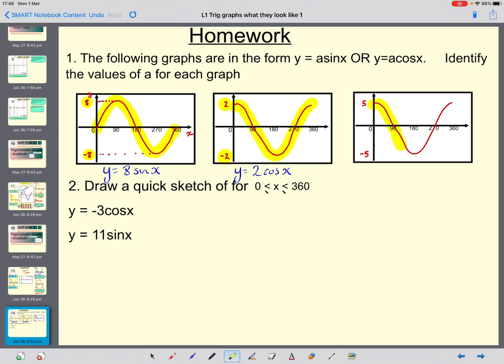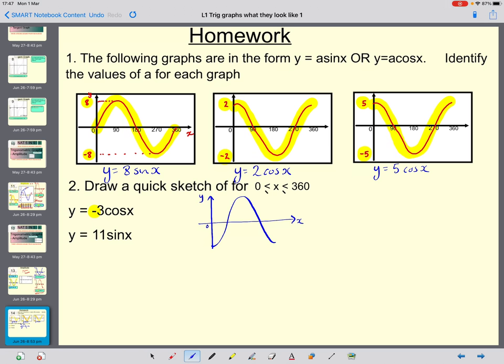And this one here, again, it's a cos graph. Up to 5, down to -5. So it's y equals 5 cos x. Okay. And then the next one, number 2, draw a quick sketch in between 0 and 360. And the first one, you should see this negative here. So it should alert you that you know that your cos graph is going to be drawn upside down. Okay, so cos graph drawn, but it's going to be upside down.